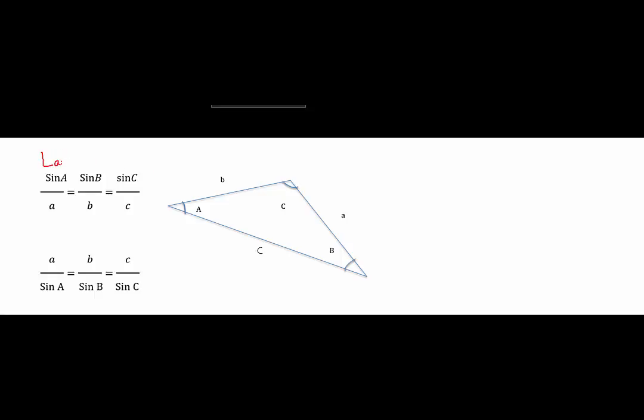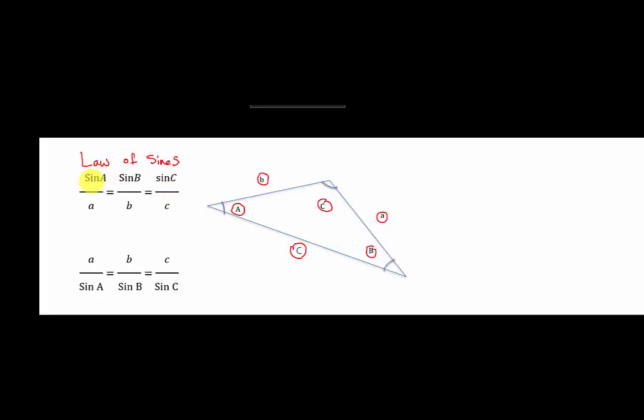The law of sines states that the ratios sine of angle A, here we have an angle A, over its opposite side, and here's our side A, and the sine of angle B and its opposite side, and the sine of angle C and its opposite side are all equal. These ratios are all equal.